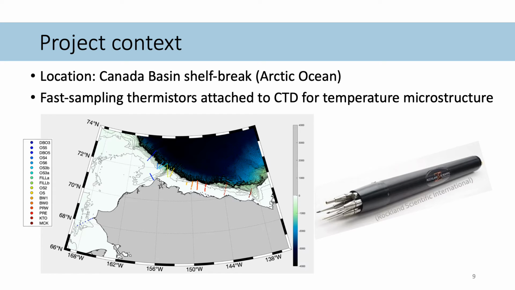Now with this turbulence background, I'll spend the rest of the talk discussing the project. Our data comes from a 2018 research cruise in the Canada Basin in the Arctic Ocean. You can see here, this is the coast of Alaska in gray, and the dense contour lines indicate the shelf break. Most sections here cross the shelf break. We attached an instrument which samples temperature 512 times per second to a CTD rosette. So we have high-resolution microstructure temperature profiles at all of the locations indicated on the map.